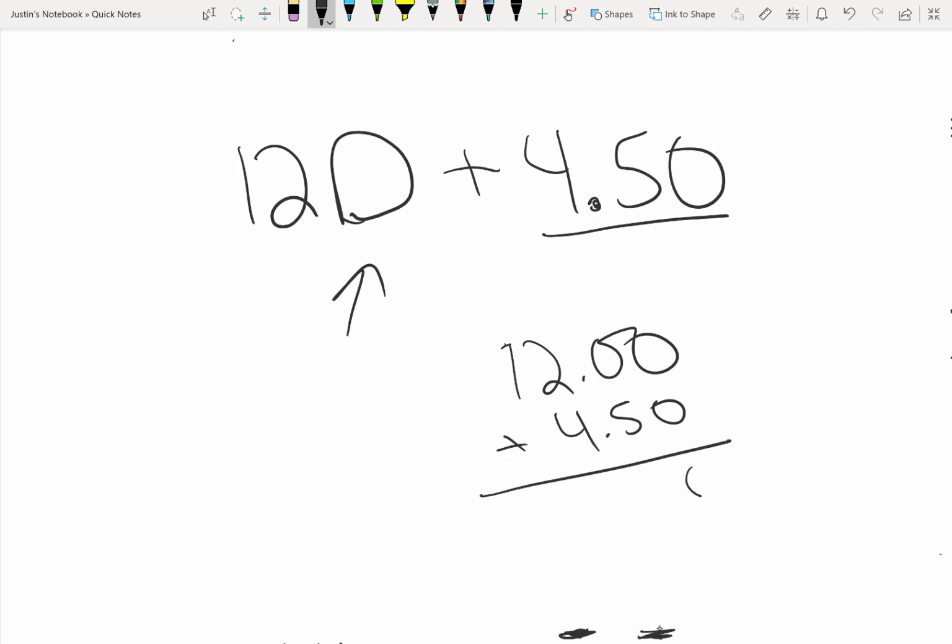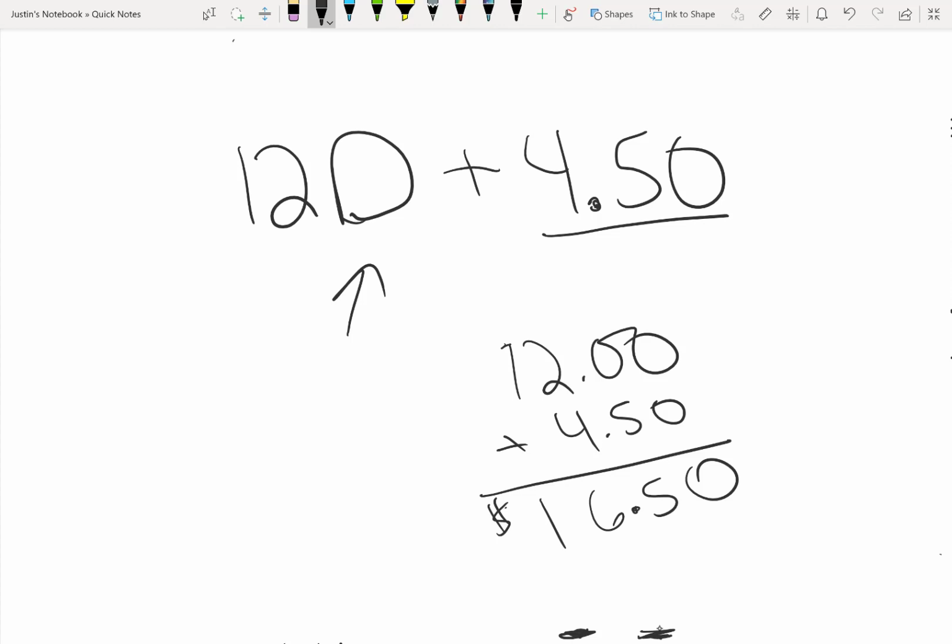0 plus 0 is 0. 0 plus 5 is 5. Remember, when we're adding or subtracting decimals, we bring our decimals straight down. 4 plus 2 is 6. And then bring your 1 down. So your first one should be $16.50. So if you bought one CD, it'd be $16.50.